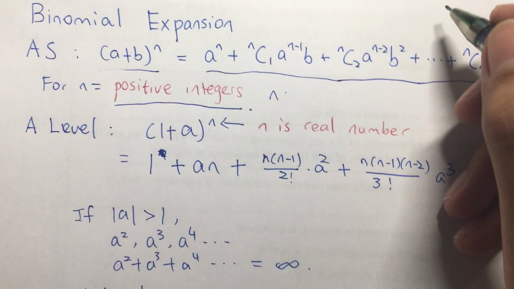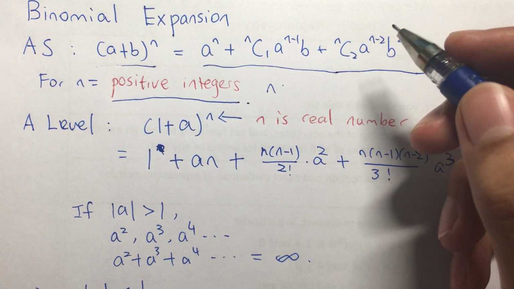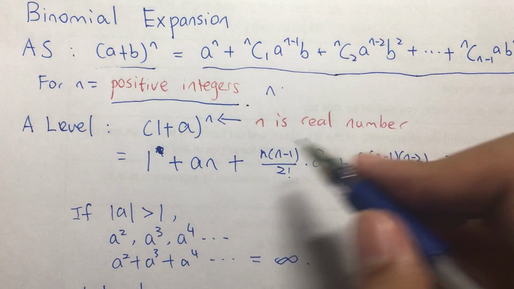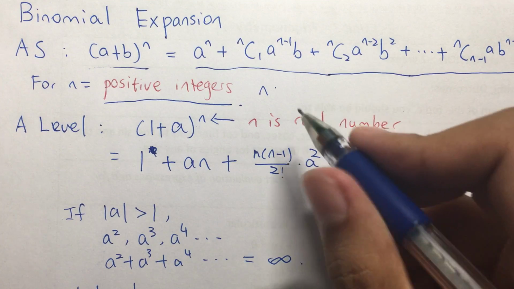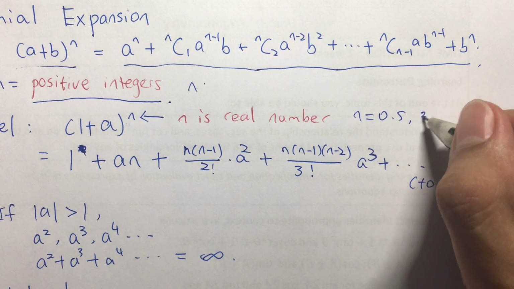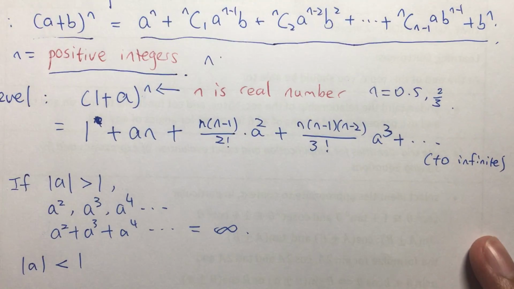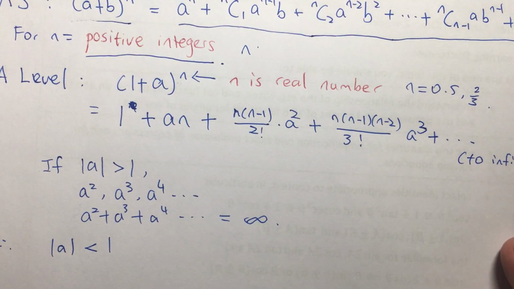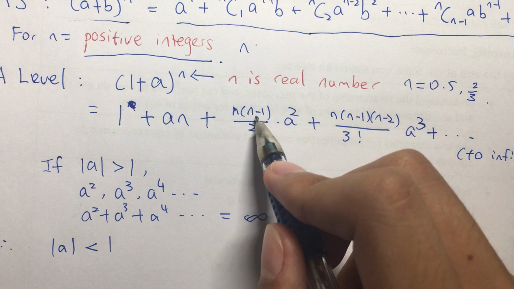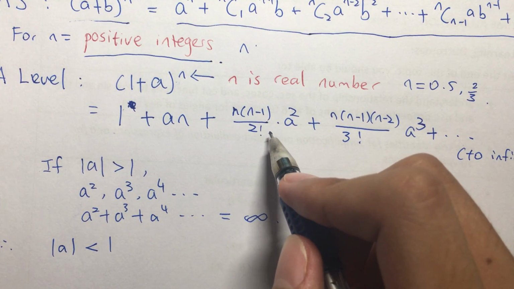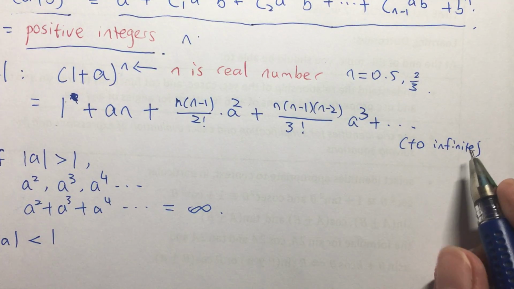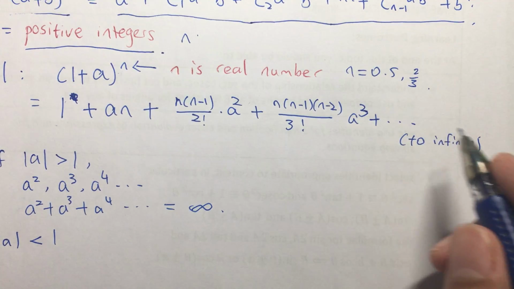So now, this year we are going to learn another formula, which is (1 + a)^n. But here n is a real number, which means n can equal something like 0.5 or 2 over 3 or whatever. And the equation is here: it's 1 plus na plus n times (n minus 1) over 2 factorial times a squared and so on. It goes to infinity, so it will never end.